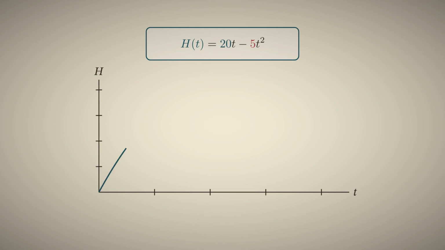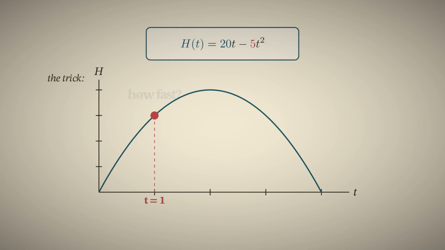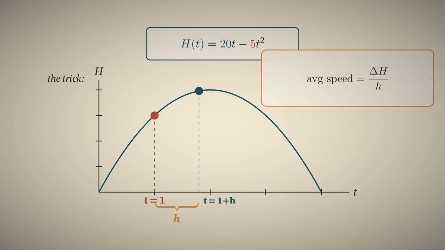Now I want to know, how fast is the ball moving at exactly 1 second? So we use the trick. We look at the ball's height at 1 second, and then at a tiny bit later. Let's call that tiny bit h. Just a letter for how small. The average speed across that tiny gap is the change in height, divided by h.